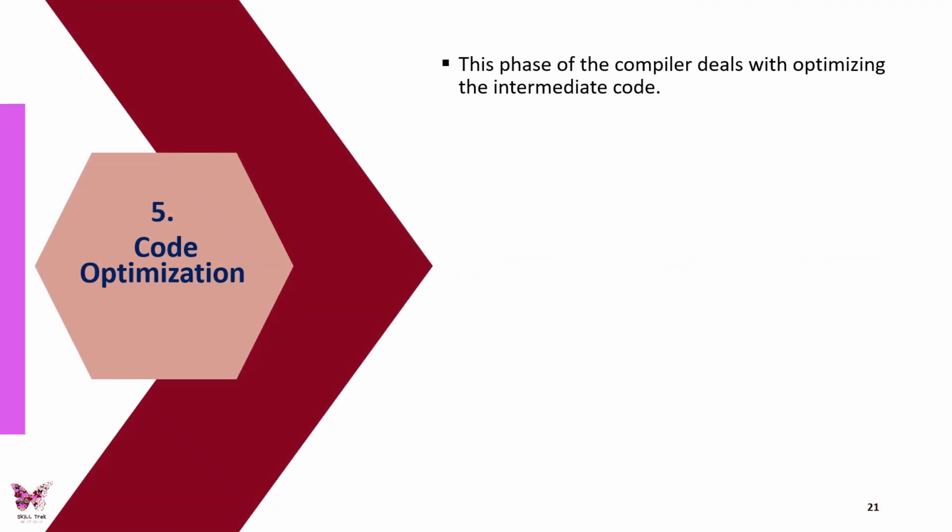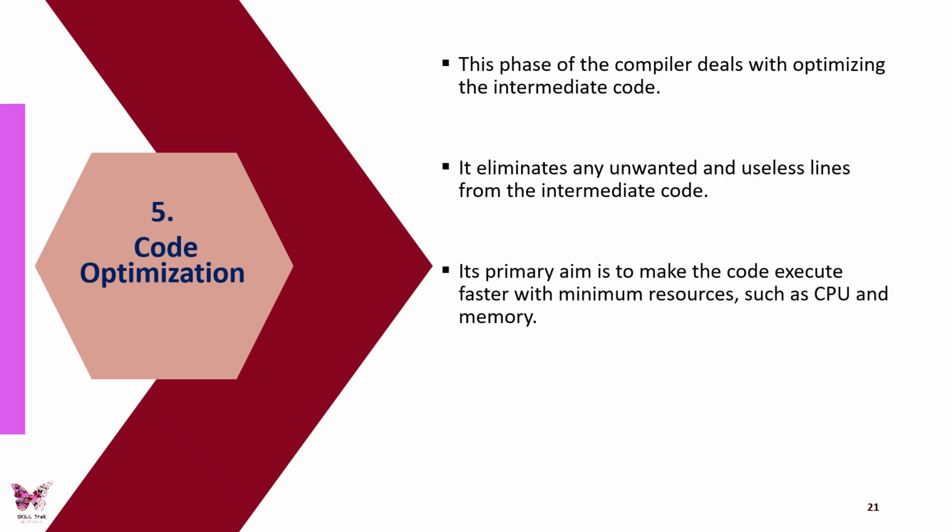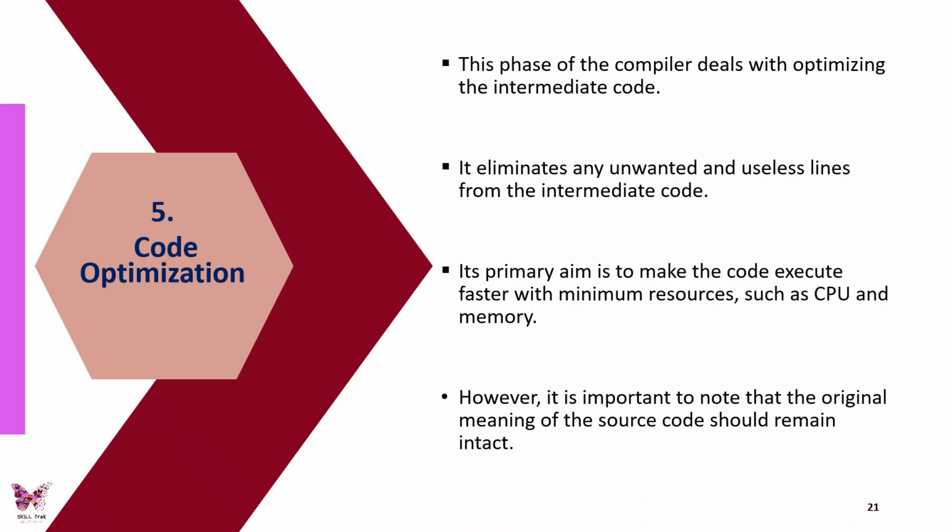Next one is code optimization. This phase of the compiler deals with optimizing the intermediate code. That is, it aims to reduce the processing time of any program and it eliminates any unwanted and useless lines from the intermediate code. Its primary aim is to make the code execute faster with minimum resources such as CPU and memory. However, it is important to note that the original meaning of the source code should remain.